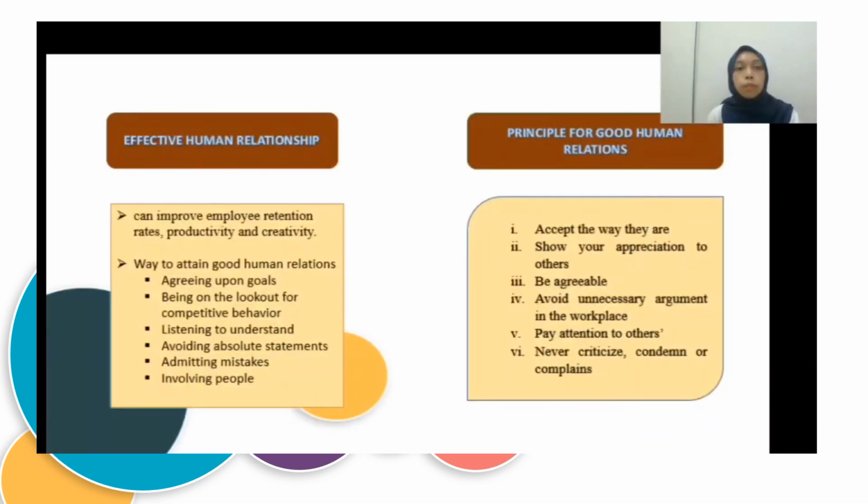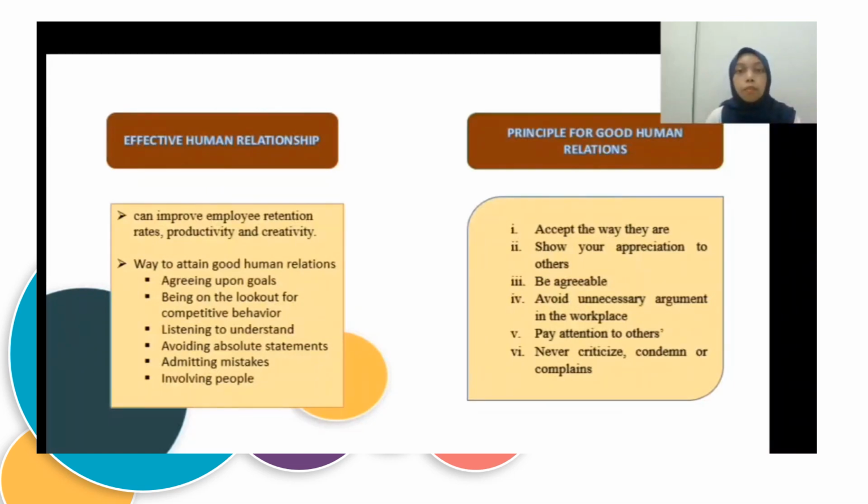Next, I will explain about effective human relationships. An effective human relationship can improve employee retention rates, productivity, and attractiveness. Ways to attain good human relations are by agreeing upon goals, being on the lookout for competitive behavior, listening to understand others, avoiding absolute statements, admitting mistakes, and involving people.